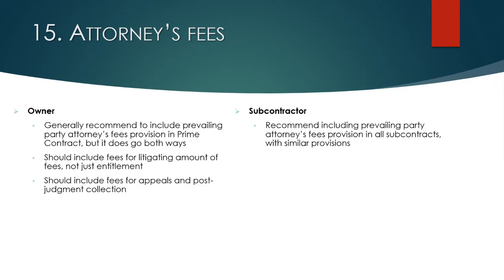So just real quick, you ought to have the fee provision in there, and it should include fees for litigating the amount of fees, not just your entitlement to them, not just determining that you're the prevailing party. You want to have appeals fees and post-judgment collection fees included in your prevailing party attorney's fees provision, whether it's in the prime contract or in the subcontract.